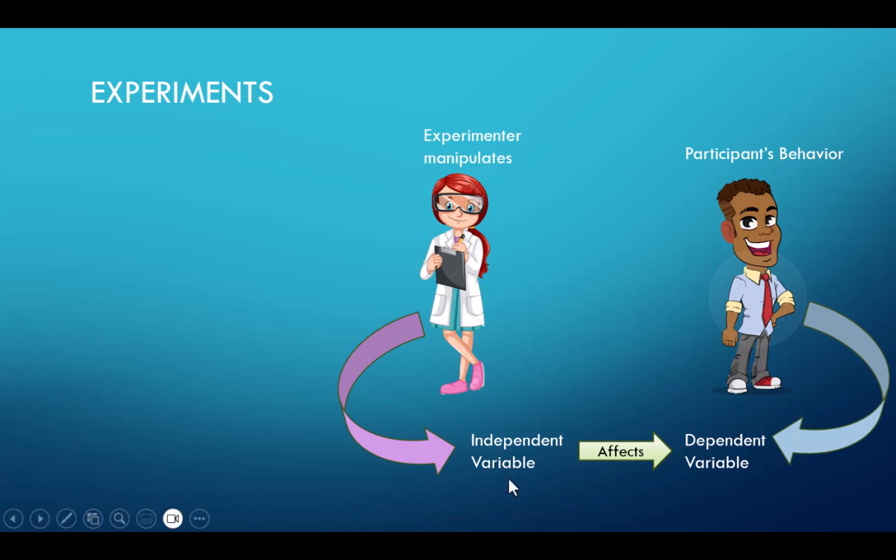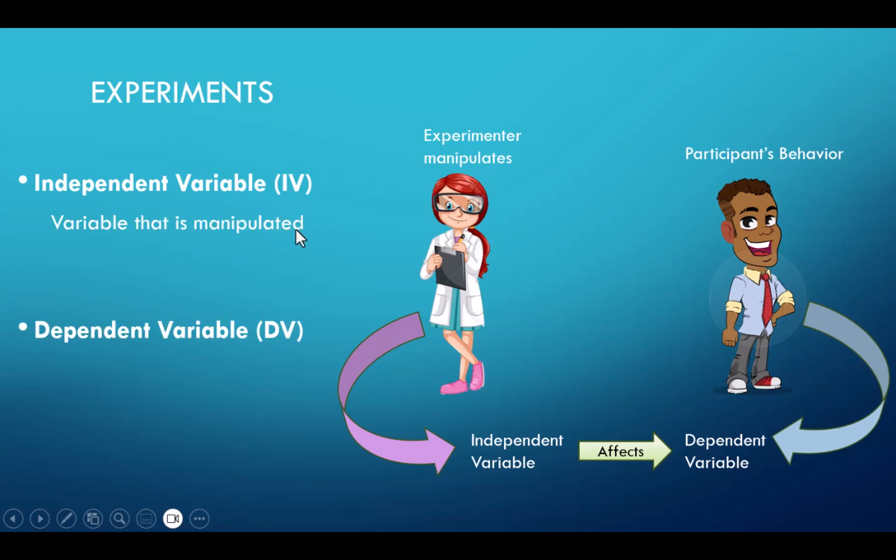In an experiment, we have an independent variable and a dependent variable. The experimenter is going to manipulate that independent variable and predicts that independent variable will have an effect on the dependent variable. The dependent variable is something that is measured. It's the participant's behavior. So the independent variable, again, sometimes referred to as the IV, is the variable that's manipulated. The dependent variable, or the DV, is the variable that's measured. It is predicted to be affected by the independent variable. You also might want to try to remember that the dependent variable with the D depends on that independent variable.